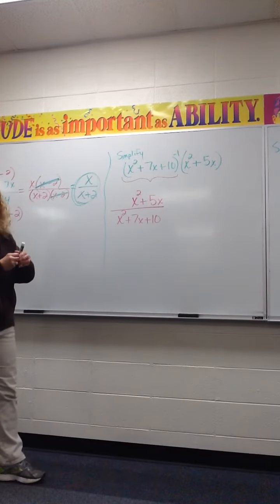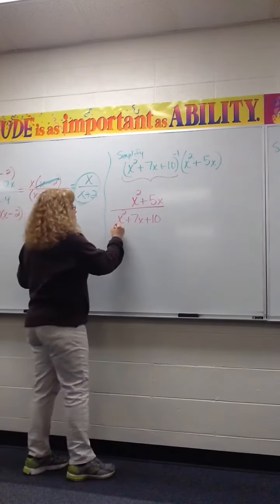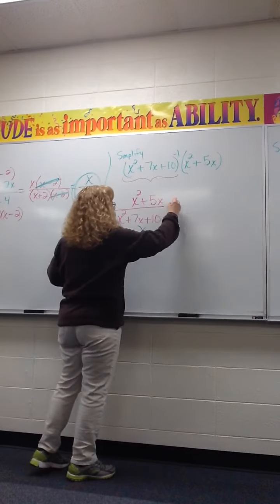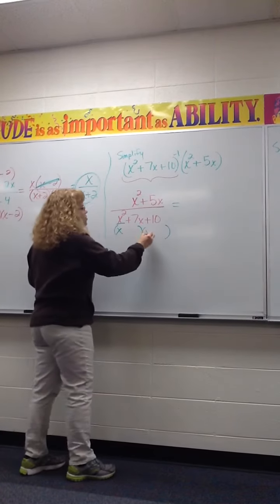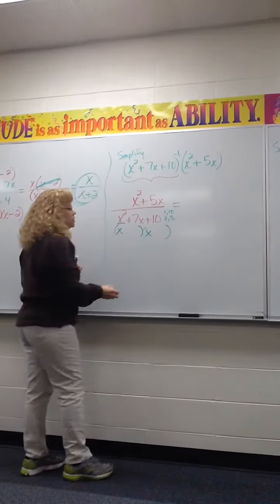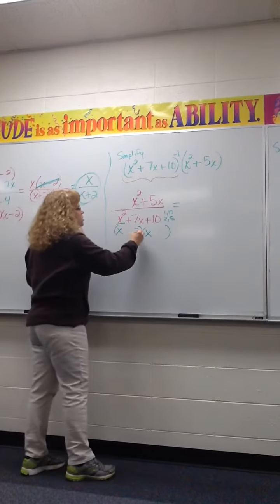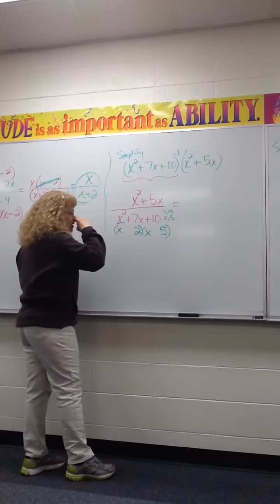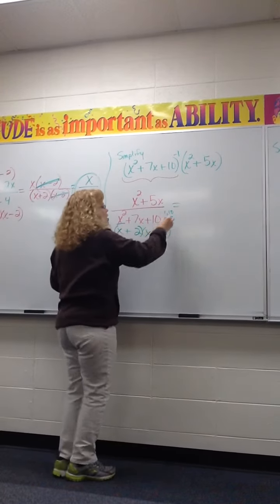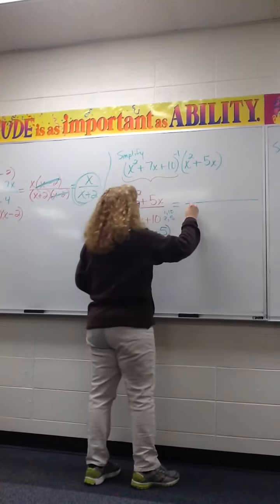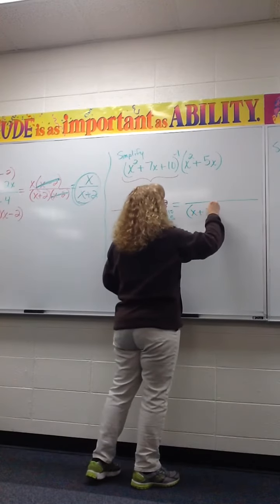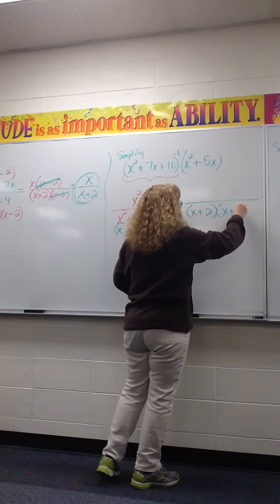Now can we factor? Well, let's start here. Has to be x and x. 10, 1 and 10, or 2 and 5? 2 and 5. I have 7 in the middle, 2 and 5. Signs? Positive. Good. So I've got on my bottom an x plus 2 and an x plus 5.